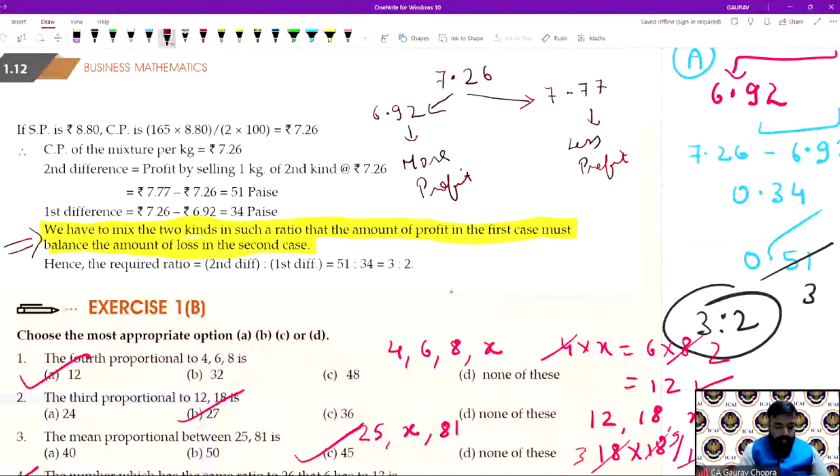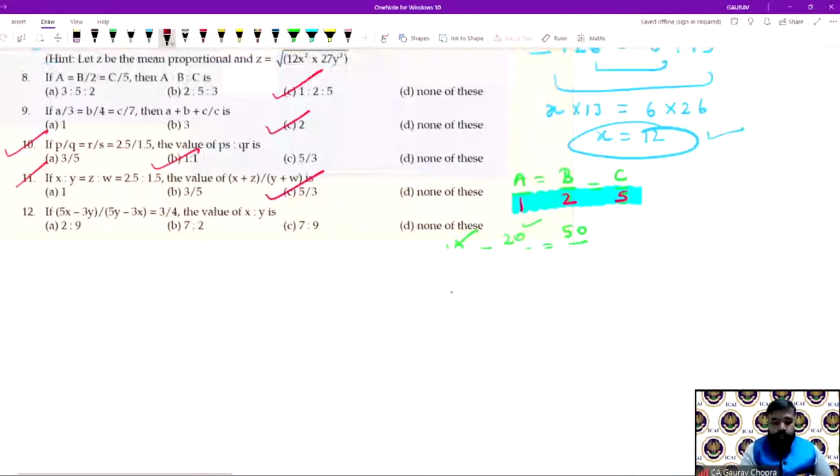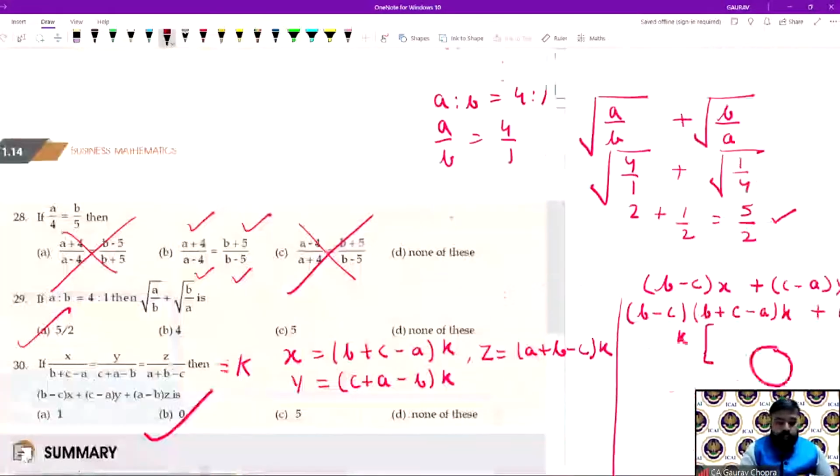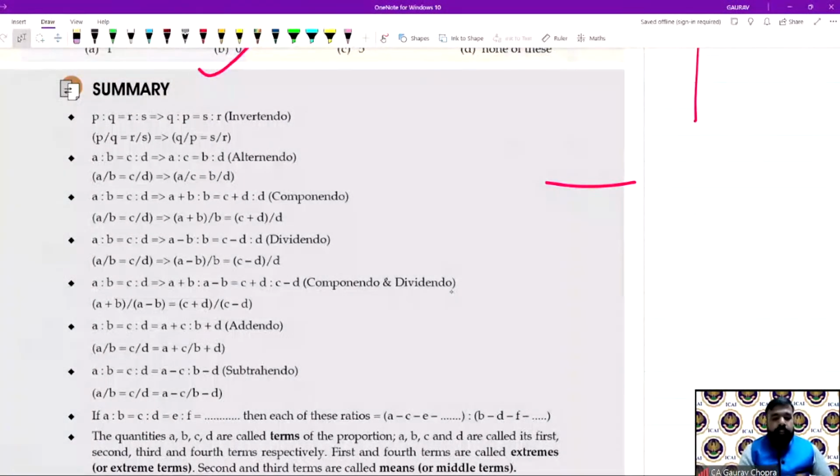So everybody has got the answer. Yes, that's great. So now we have done this. Last is the summary. We can summarize all the things which we have read today.